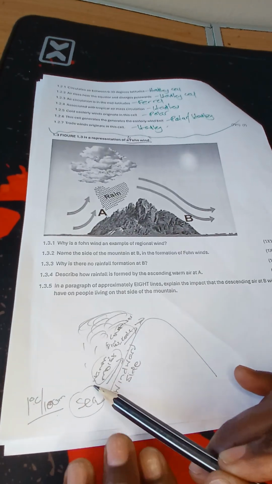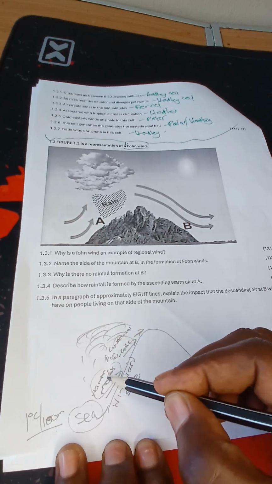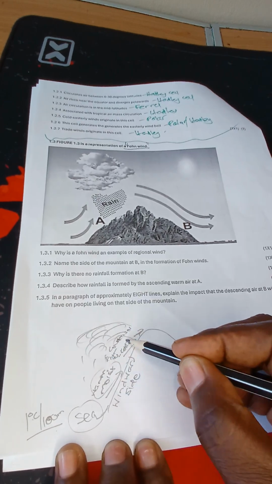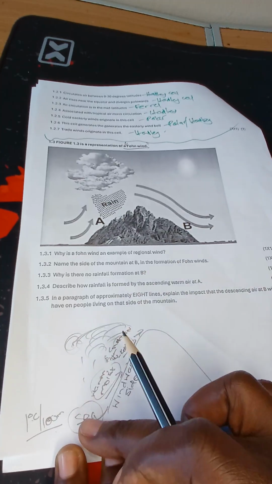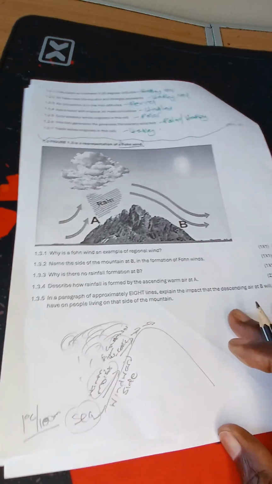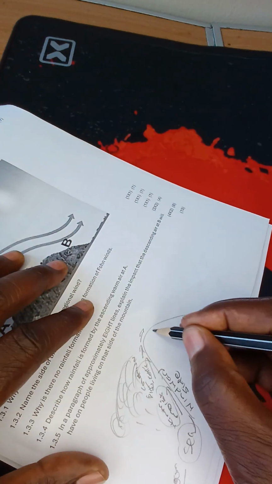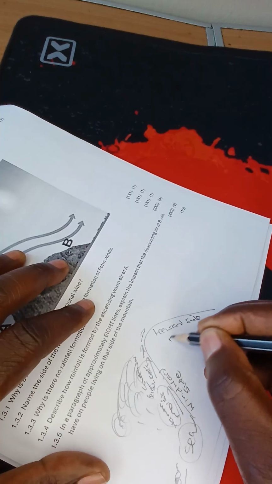Okay, so the warm air, as it is rising, what does it do? Warm moist air is less dense. It rises, it cools, condenses. Then we have got these clouds. Then we have got rainfall on the windward side. Do you still remember? Then the same parcel of air, as it is descending on this side, which we call the leeward side, or we call it the rain shadow.